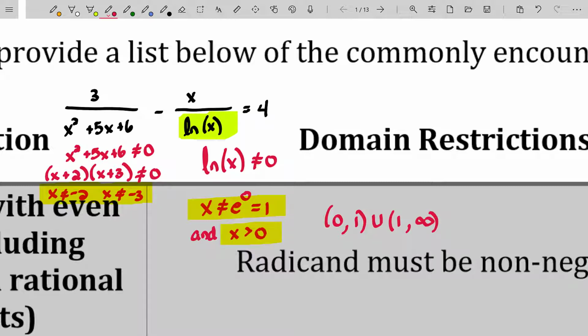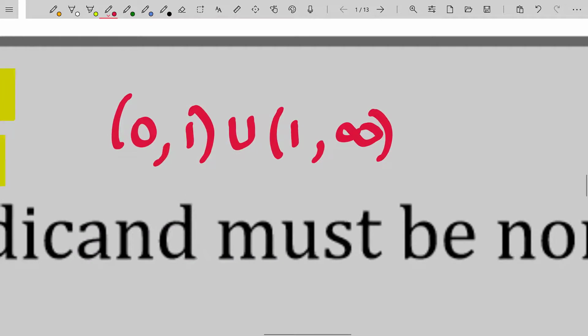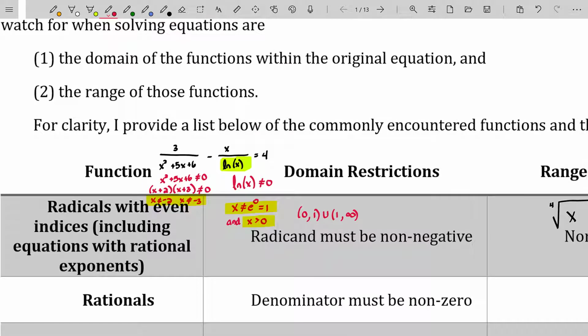Now, am I saying that that's actually my answer? No. I haven't even begun solving this. But the idea is whatever solution I get has to be within this interval. If it's not, it's called an extraneous solution. So that's a review of rationals.